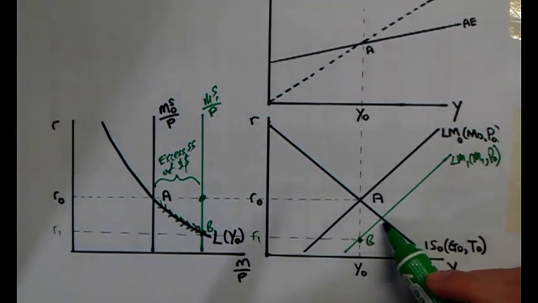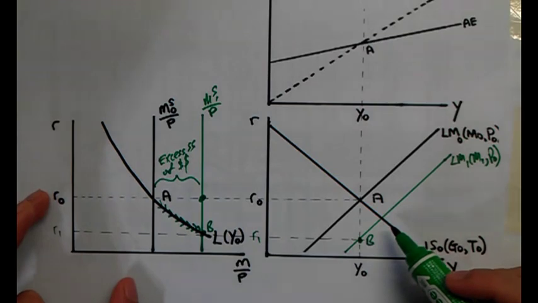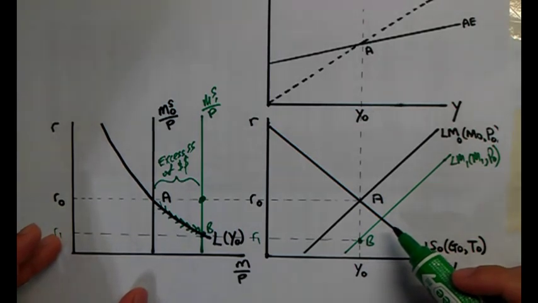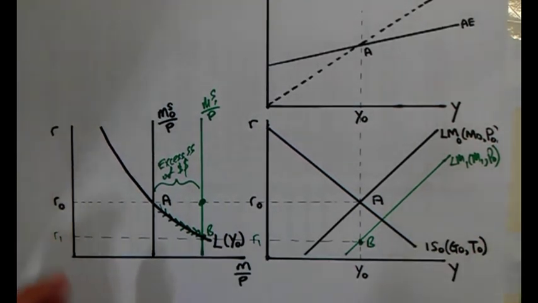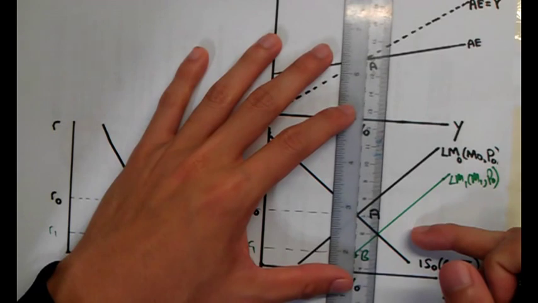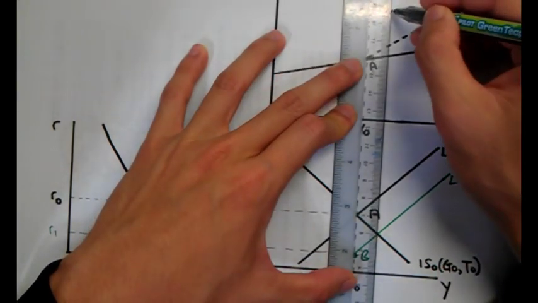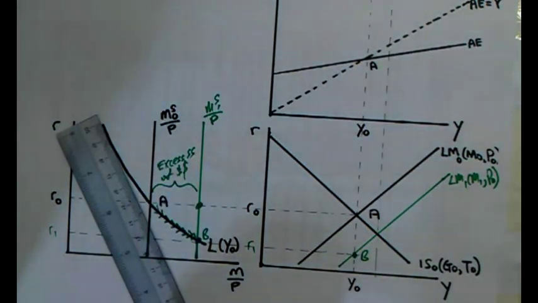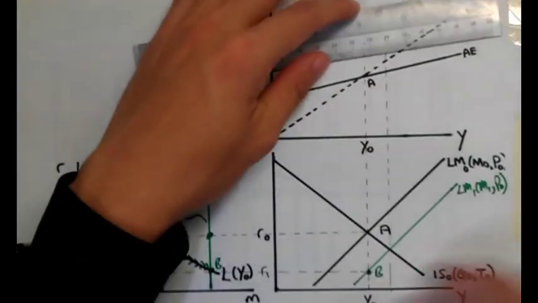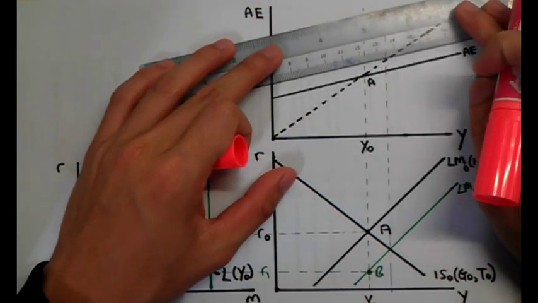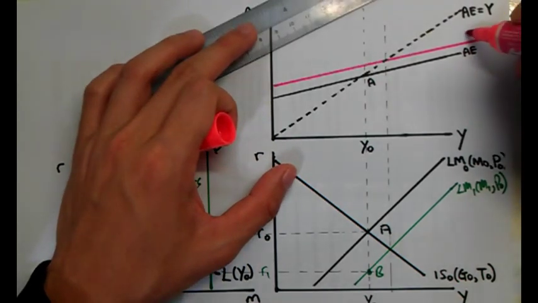Now we know that we have to get to this point, but how are we going to move there? As you can see, when R0 has dropped to R1, what happens to my AE curve? My AE is going to move up. Why? Because investment has increased, right? So it moves up to this point over here at the new output. Investment has increased, so the AE curve is going to move upwards. That is how monetary policy promotes growth.